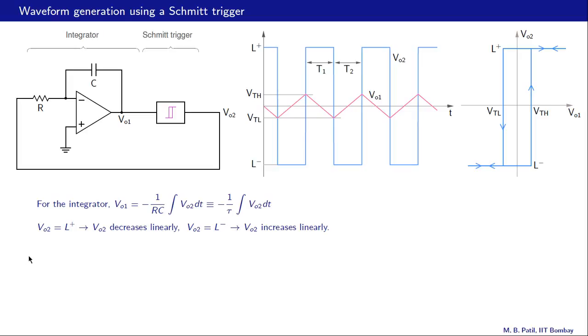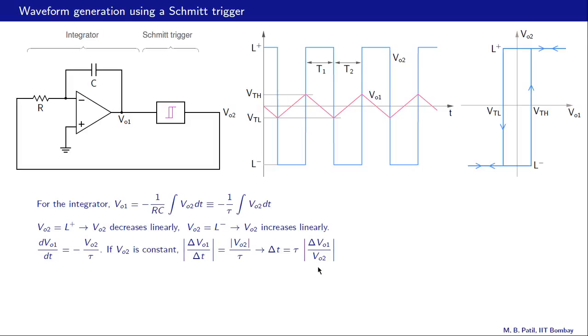Let us now compute the period of oscillation. What is the period of oscillation? T, that is equal to T1 plus T2. We can compute T1 and T2 individually and then add the two. An easy way to do that is to just differentiate this equation. When we do that, we get dVO1 by dt equal to minus VO2 by tau. And if VO2 is constant, then we can write delta VO1 by delta T equal to mod of VO2 by tau, just taking only magnitudes here. That gives us delta T equal to tau times delta VO1 by VO2.